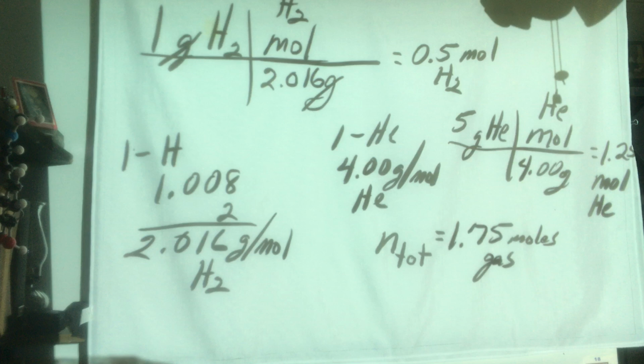So we use the amounts in grams, change them to moles, added them together, and we now have total moles. We're going to be looking for pressure, which will be nRT over V. And we have a volume of 5 liters. We now have total moles. The volume is also V total. All the gases are in that one 5-liter container. We have the total moles in that container. It's 1.75 moles of gas, combining the 0.5 of hydrogen gas and 1.25 of helium gas.